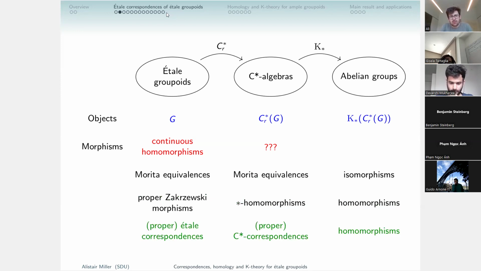So étale correspondences really combine these last 2 things and more. And on the C-star level, they give you something called a C-star correspondence. And this is also going to give you a homomorphism at the level of K-theory groups. And the word proper appearing here is like when you want a continuous map of spaces to be proper in order for you to be able to get an actual star homomorphism at the level of the C-star algebras. Otherwise, you just get something involving the multiplier algebra, and that's not good enough to get you something in K-theory.